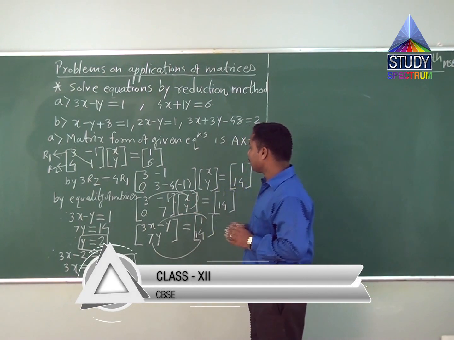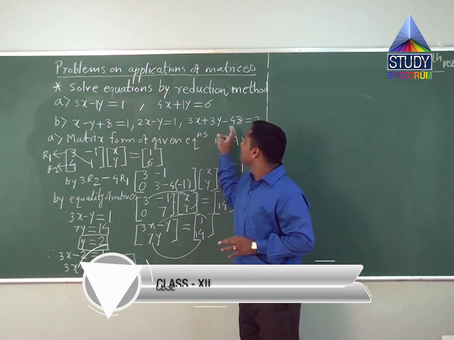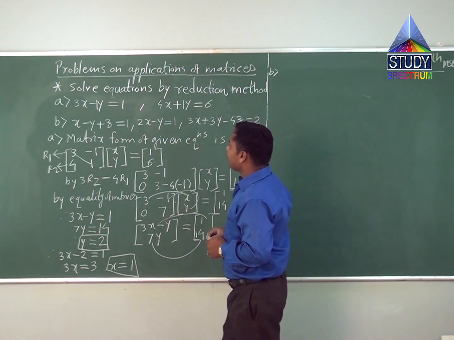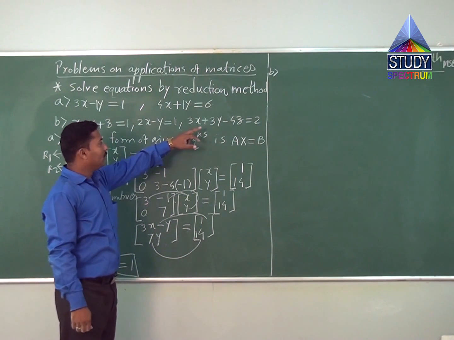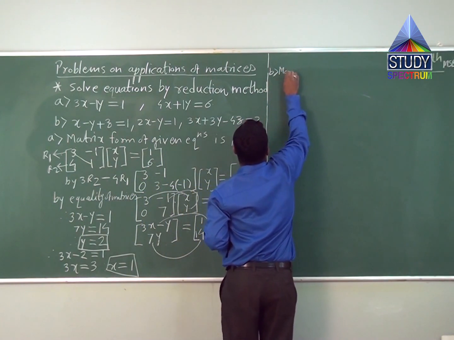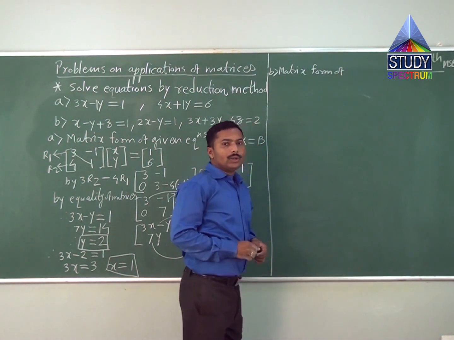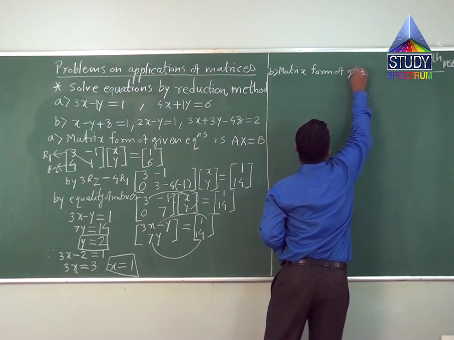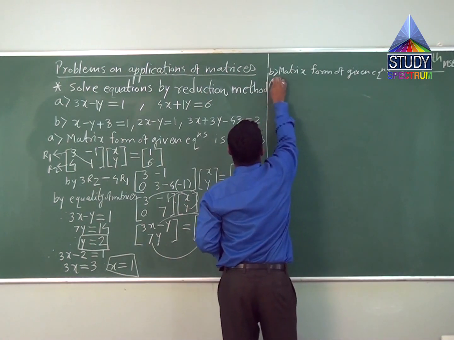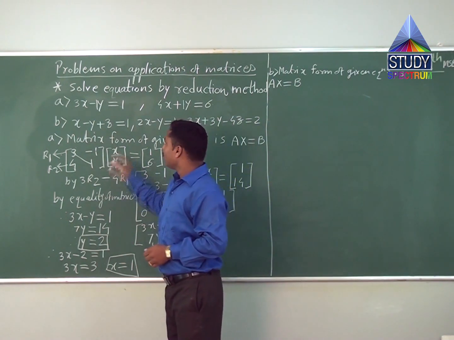So this is a very interesting concept. Again we solve by using the same idea. We solve these three equations. Problem number B: again we write the matrix form of the given equations in problem B. The matrix form of the given equations is Ax equal to B. Here, what is A?